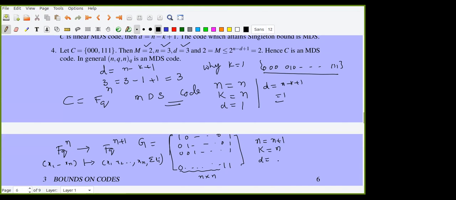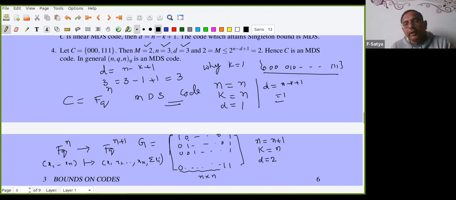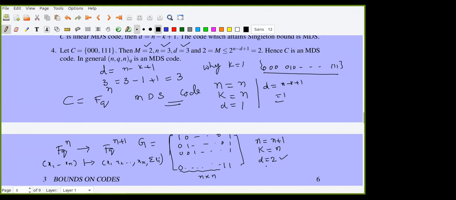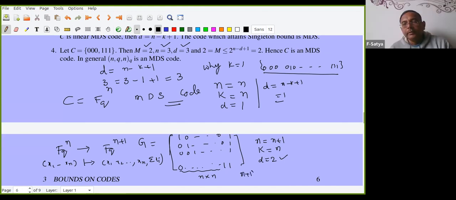You remember this, right? Because now they all become even weights. So the distance is equal to 2. Is it an MDS code? Yes, sir, because you can check n minus k plus 1, so it is equal to 2.